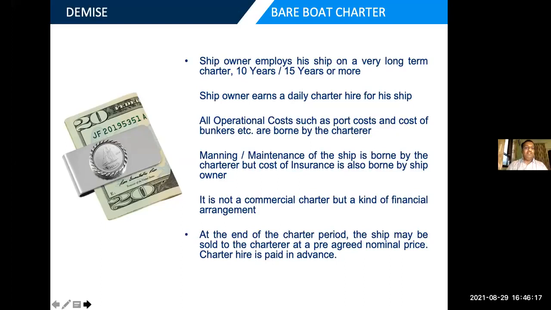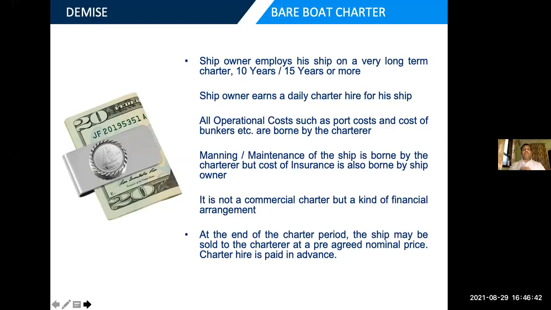Once it got delivered, do you think these bankers can operate the ship? No, they are not in the business of shipping. Am I right? They are into the business of finance. So they don't know how to operate the ship. So what they used to do, they used to commercially and technically hand over the ship to somebody else. They used to enter into a bareboat demise charter arrangement.